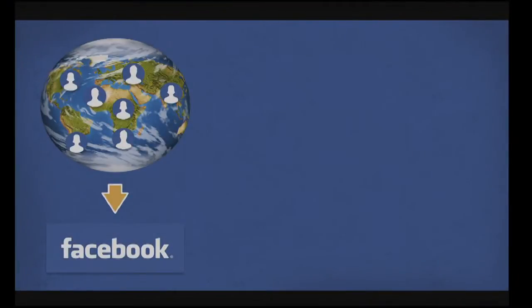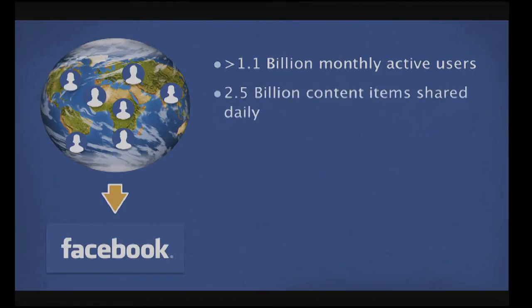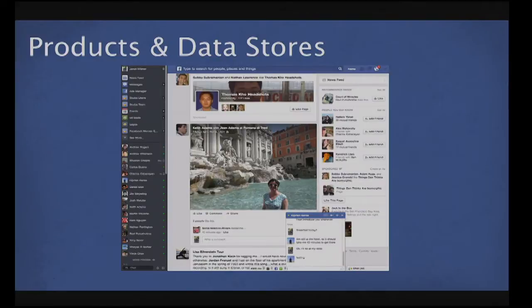When you look at Facebook of today, it's basically this global distributed massive service accessed by a lot of people around the world. They access it through a variety of browsers, tablets, mobile devices, and they share a lot of content on a daily basis. They upload a lot of photos, and ultimately when you go to the site, you see a page like this, but it's actually multiple products that have all come together to provide this experience.